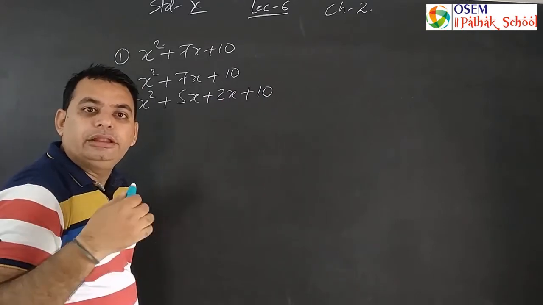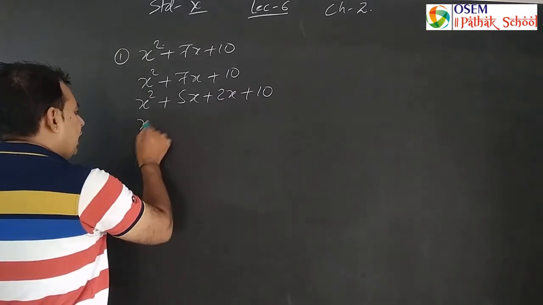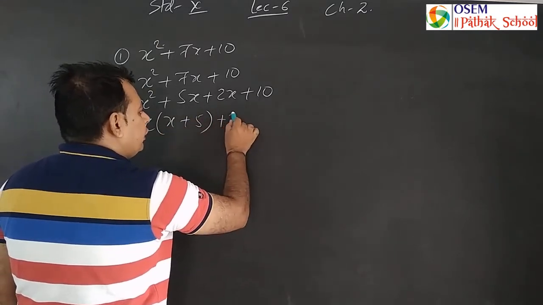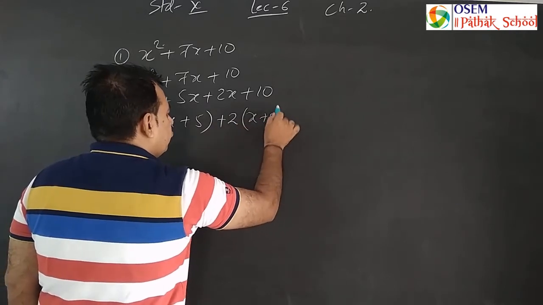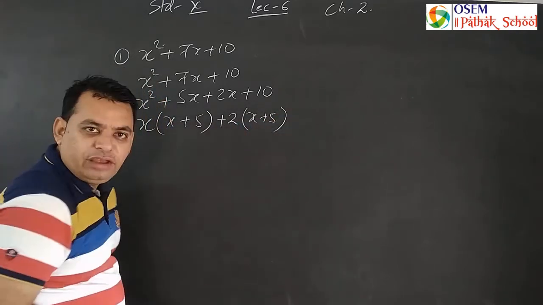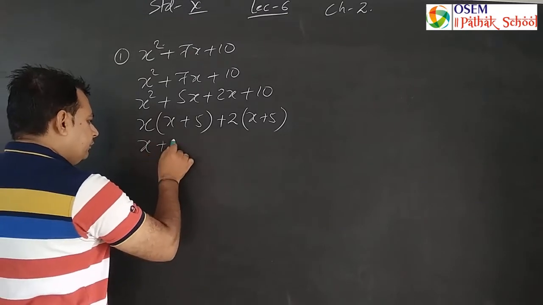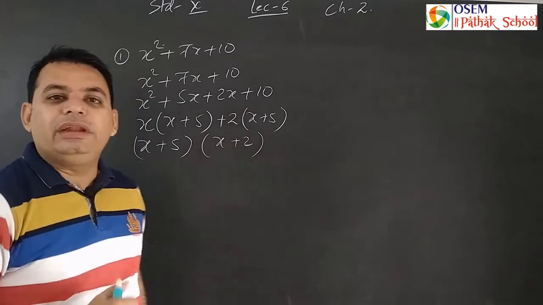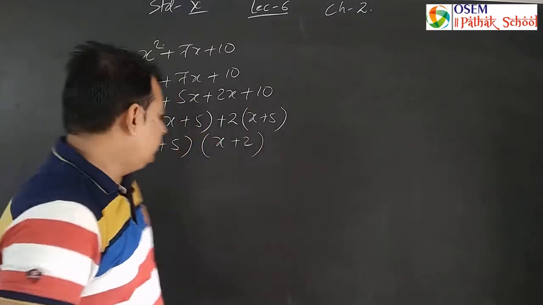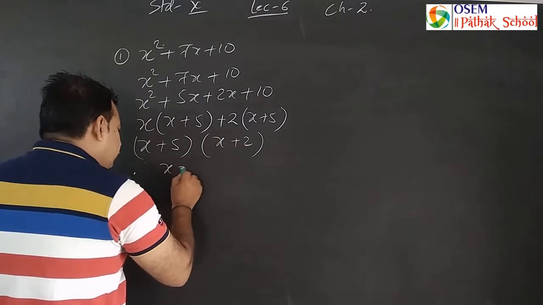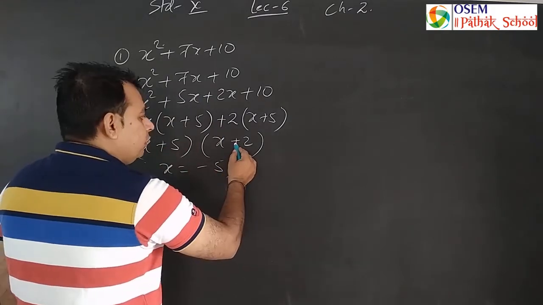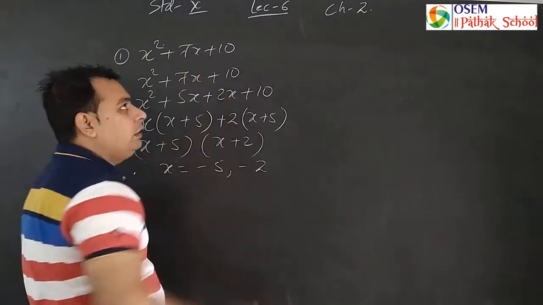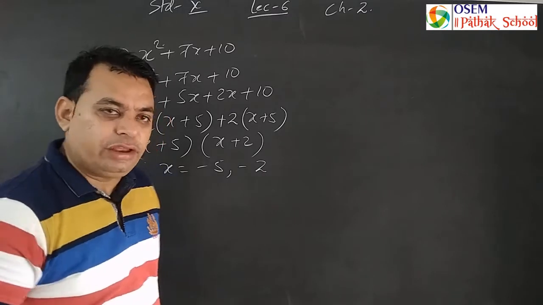I am just doing a middle term split. I have taken out x, and the common factor is 5, and 2 is common in the rest. So we get x plus 5 and x plus 2. These things you will get in exercise 2.1. Therefore x plus 5 gives minus 5, and x plus 2 gives minus 2. So these are the zeros of the quadratic polynomial x square plus 7x plus 10.